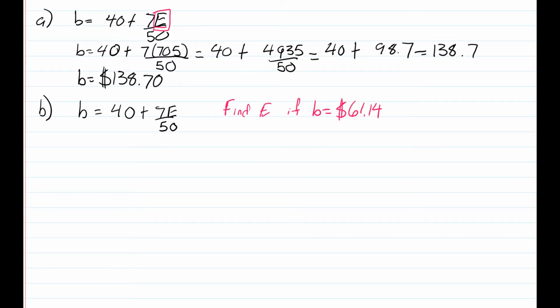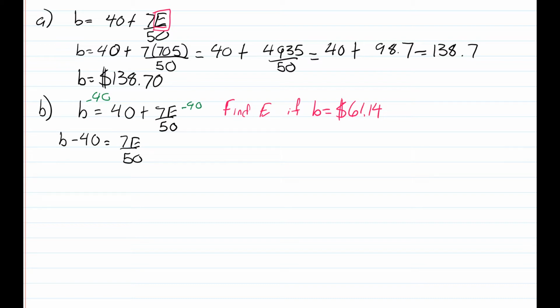So what I'm going to do is subtract 40 from both sides, so minus 40, to get rid of this 40 term. So I have 40 minus 40 is 0. And now on this side, I have B minus 40 is equal to 7E over 50 minus 40, right? So now, oh wait, not minus 40, sorry, because we have 40 minus 40 is 0.